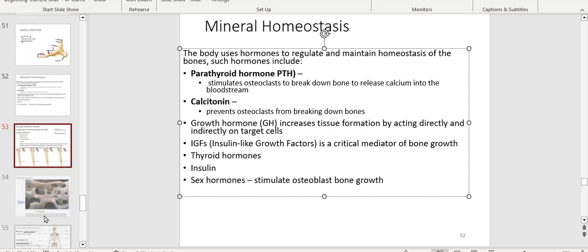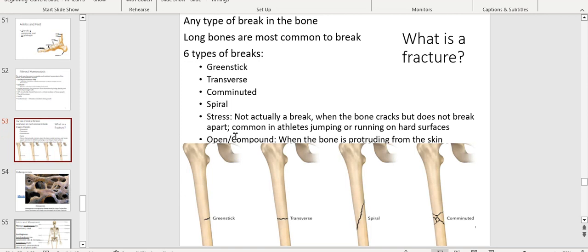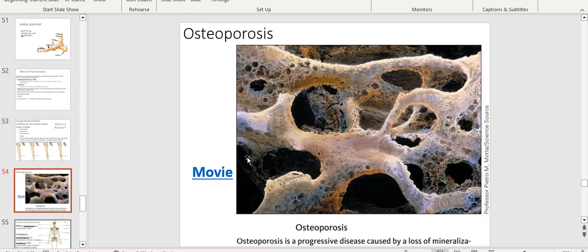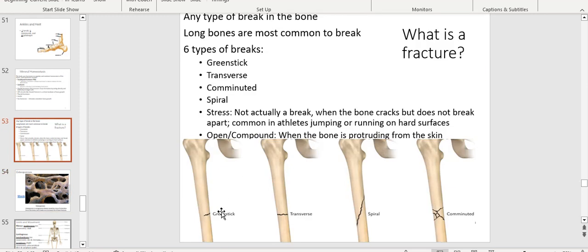Okay. What is a fracture? There's 6 types of fractures there. There's what we call a greenstick. This is when the bones are prepubescent, and the bones aren't really solid yet, which is kind of scary.